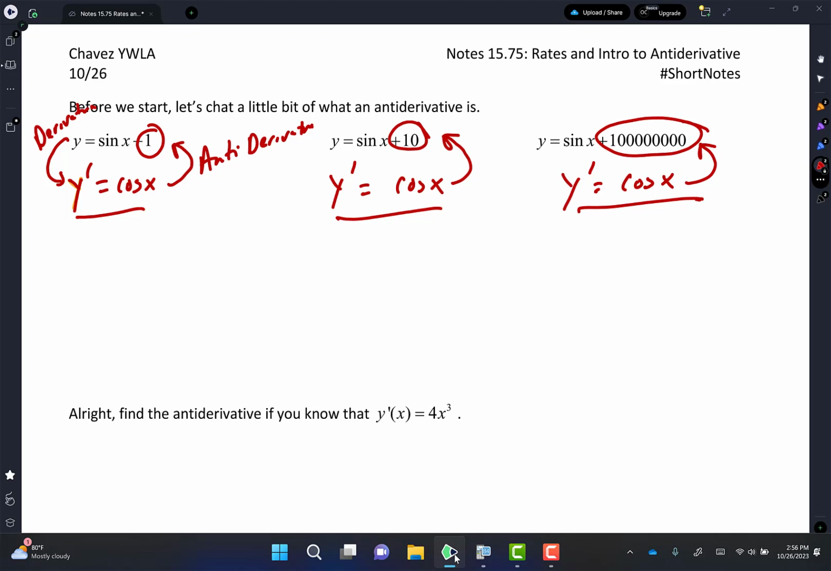So we say that y is equal to sine x, the antiderivative, plus c. The antiderivative of cosine x is sine x plus c, where c is some constant.